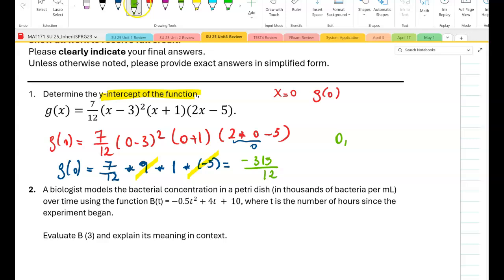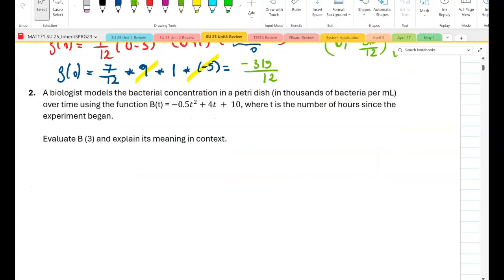Do you want to write it in decimal? Be my guest. I wouldn't do that. Do not lose time. Move along. Time is not abundant. All right. The next problem.